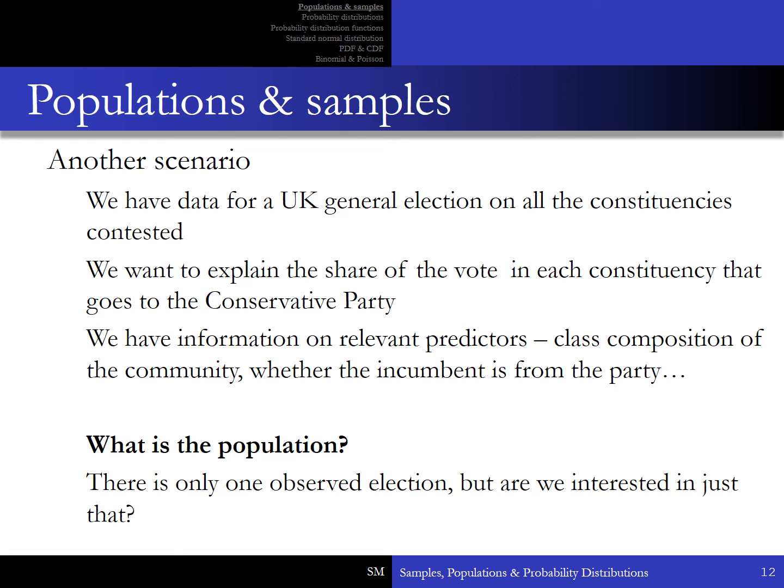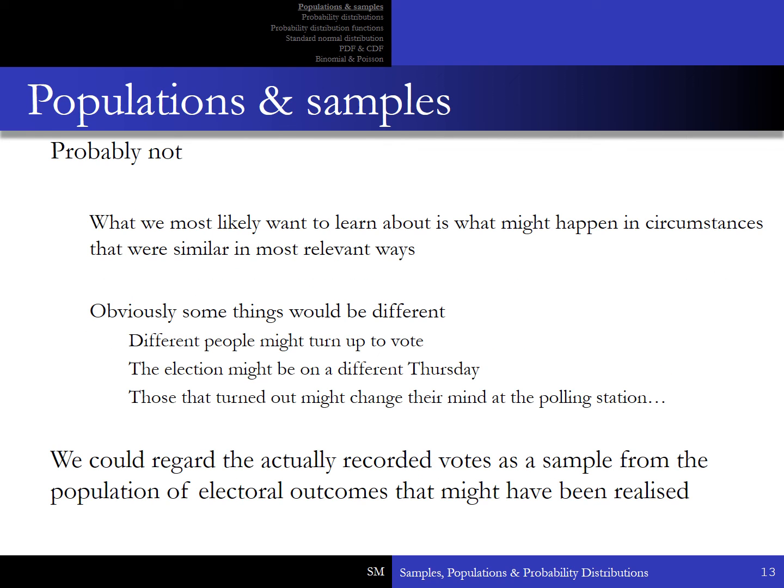Let's consider another scenario. We have data for a UK general election on all the constituencies that were contested. We want to explain the share of the vote in each constituency that has gone to the Conservative Party. We've also got information on relevant predictors of that, for example, the class composition of the community, whether the incumbent is from the party, and other relevant things. Now's the question. What here is the population? There's only one observed election, but are we interested in just that? And the answer to that is probably not.